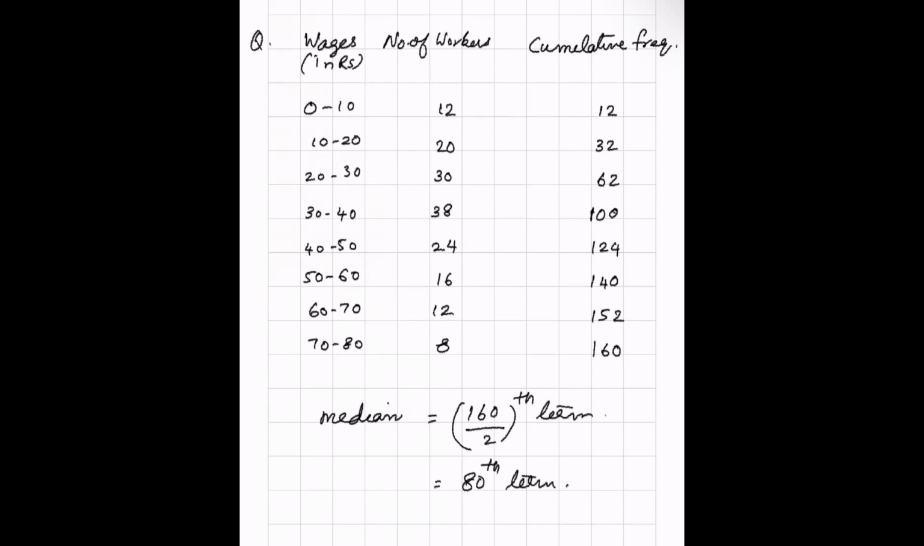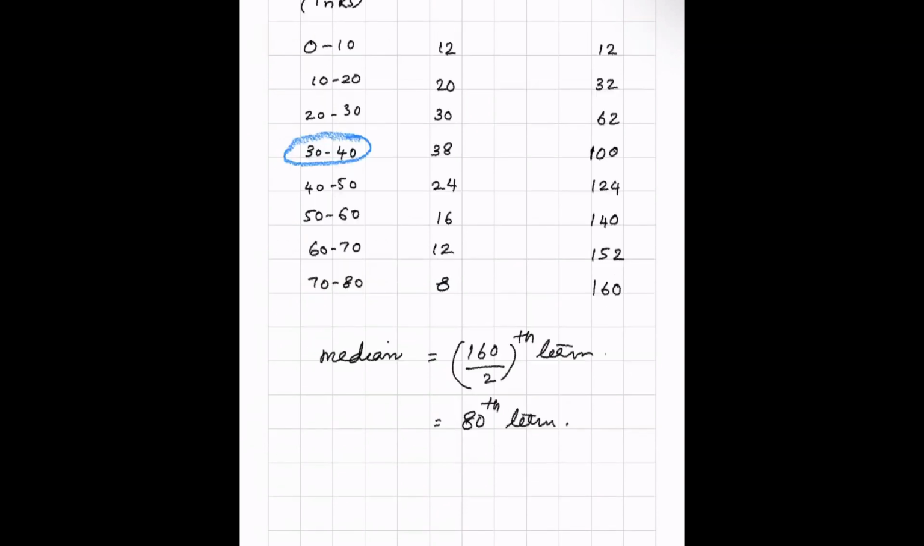It's going to be your median class. 30 to 40 is going to be your median class, because 80 comes after 62. After 62, the next cumulative frequency is 100, so you need to consider only that. Now to calculate the precise median, you have to use a graph.